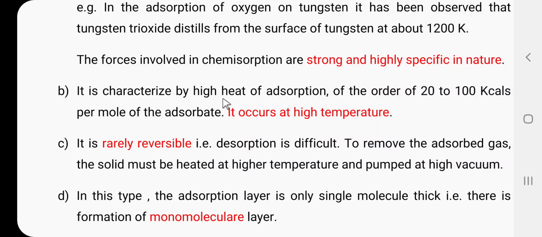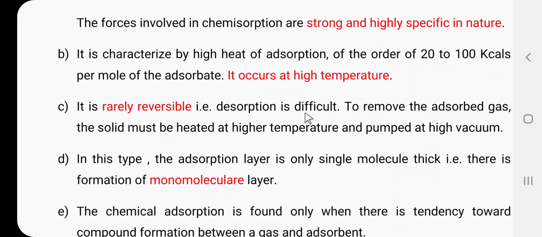That means when chemical adsorption takes place, a large amount of heat is evolved, so we can say that chemical adsorption occurs at high temperature. Chemical adsorption is rarely reversible, that is, desorption is difficult, because on the surface of the adsorbent there is a formation of a compound between the adsorbate and the adsorbent. So chemical adsorption is rarely reversible.